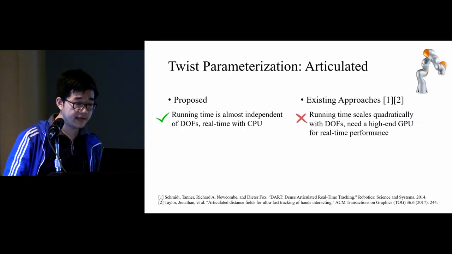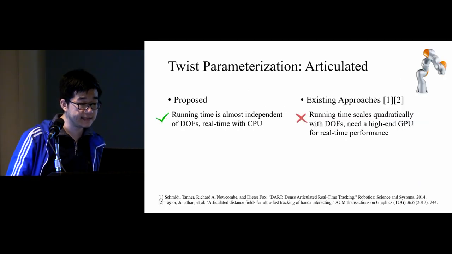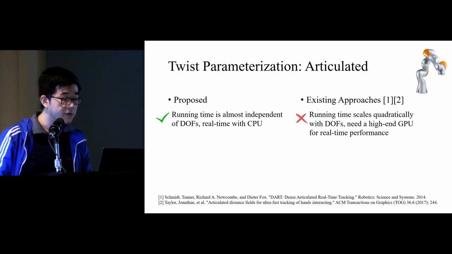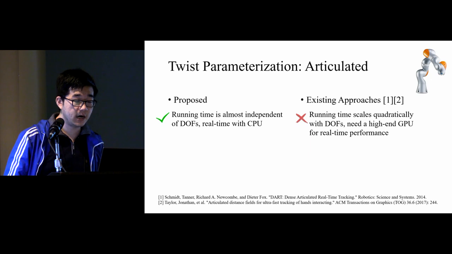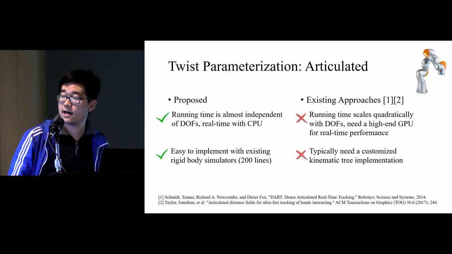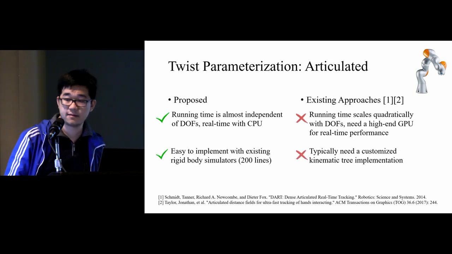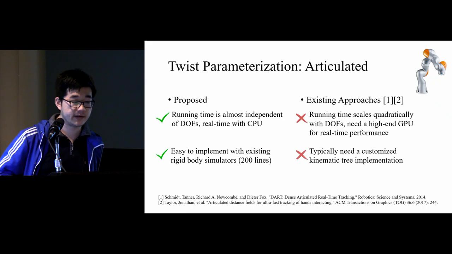So what's the benefit of twist? Let's compare with existing works on articulated objects. Our method is as efficient as rigid pose estimation, while existing algorithms typically need a high-end GPU for real-time performance. Additionally, our method can be very easily implemented with off-the-shelf rigid body simulators, while existing works typically need a customized kinematic tree, which is substantial software engineering.